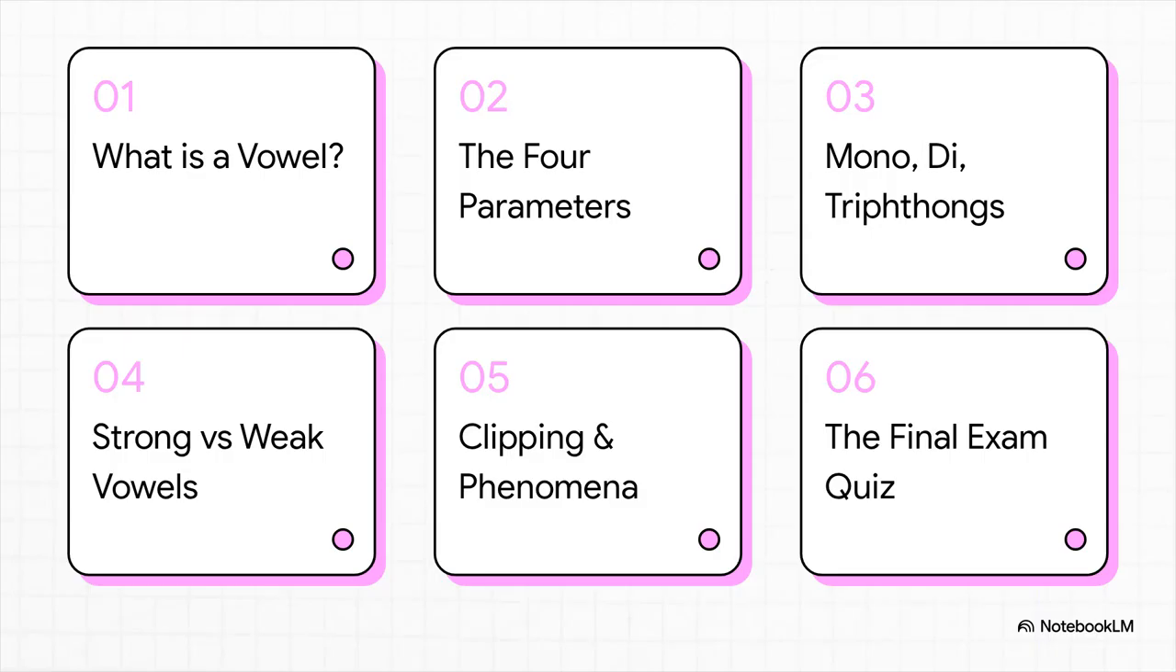Okay, let's dive right into our syllabus. First up, we'll answer what a vowel actually is. Then, look at the 4 parameters used to describe them. After that, we'll categorize them into monophthongs, diphthongs, and triphthongs, and explore strong versus weak vowels. Finally, we'll tackle clipping and wrap the whole thing up with a quick exam quiz.